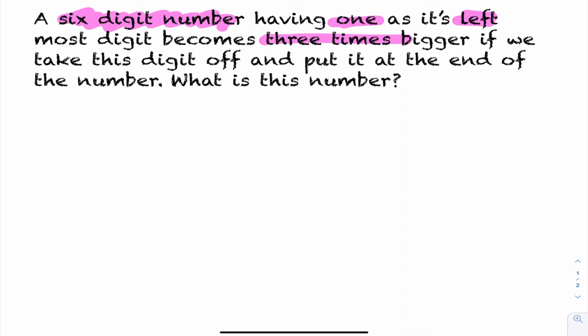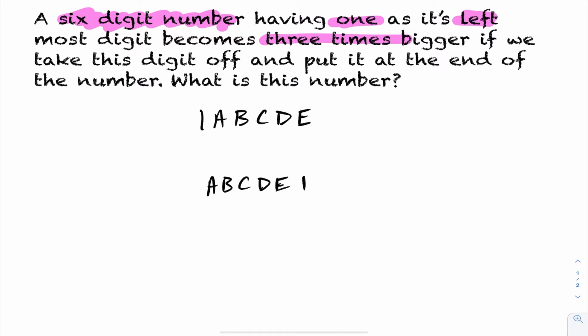So you've got a 6-digit number here that starts with 1. So let's say we got 1, and then we'll label the digits A, B, C, D, and E here. Now they're telling us if I take the 1's digit off and write this digit as A, B, C, D, E with a 1 at the bottom, that it turns out that this number is 3 times larger. Well, another way of saying that is if I take this number and multiply it by 3, we end up getting this one here.